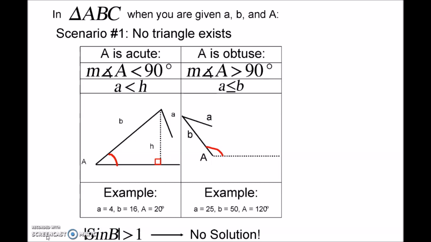We'll have a situation when no triangle exists when the opposite side is shorter than the height. There are a couple of different ways that you can do this. I think the easiest way is just to set up your proportion, and if the absolute value of your sine B is greater than 1, you just know there's no solution. If we work these problems in these two different examples, you'll see what I mean.